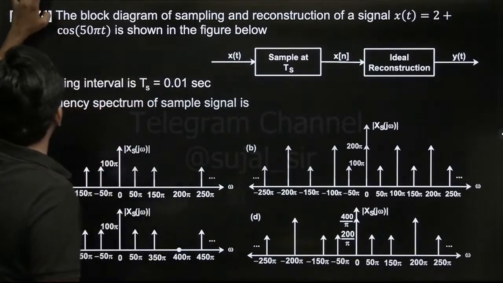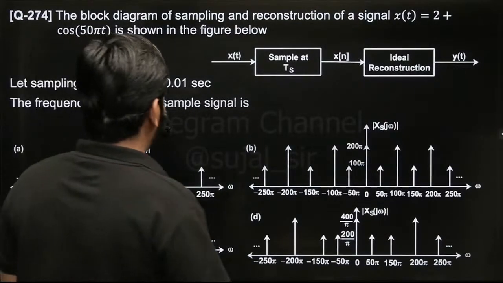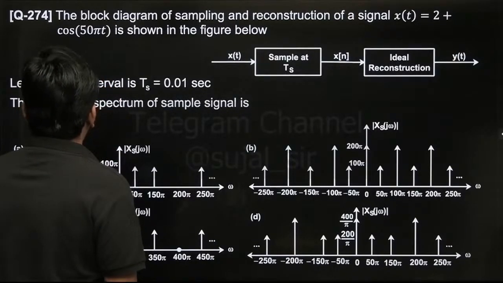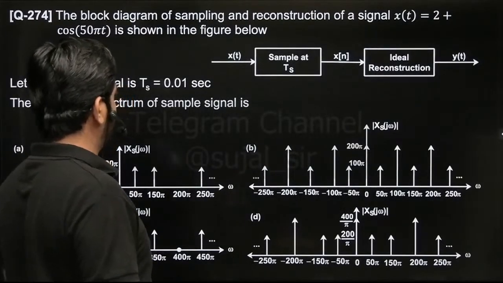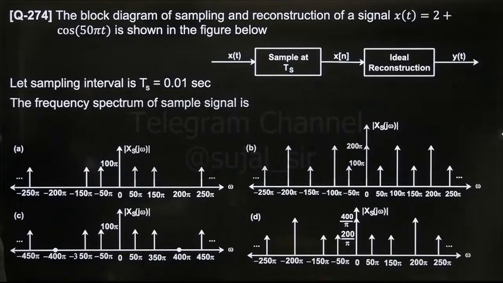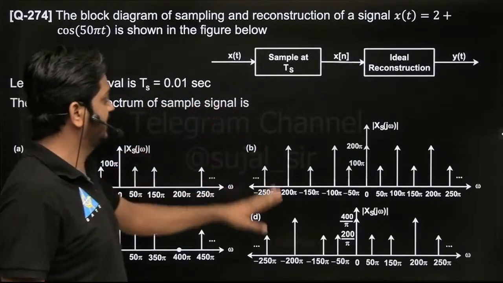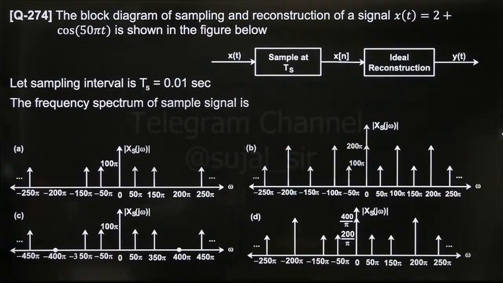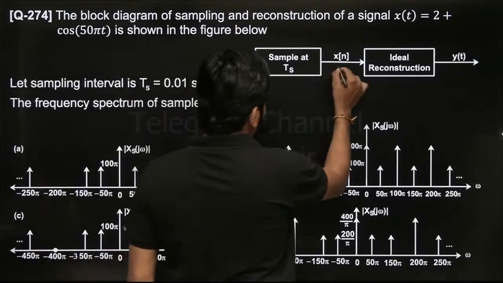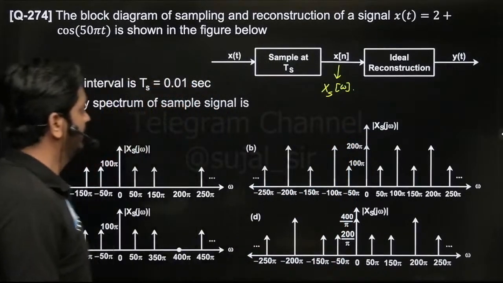Okay, now see, this is very much important, guys. Question number 274. The block diagram of sampling and reconstruction of a signal x(t) equal to 2 plus cos 50 pi t is shown in the figure below. Sampling period is 0.01 second. Here ideal reconstruction. The frequency spectrum of the sampled signal is dash, that is here, xs of omega.